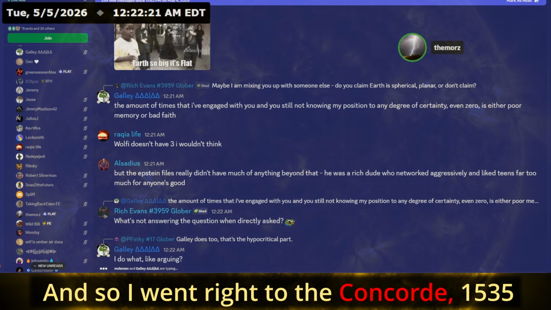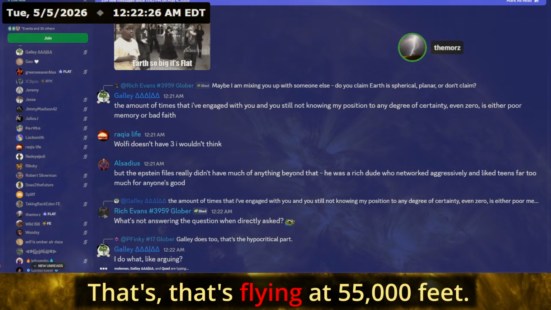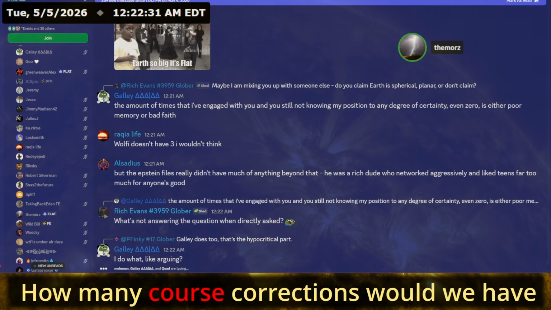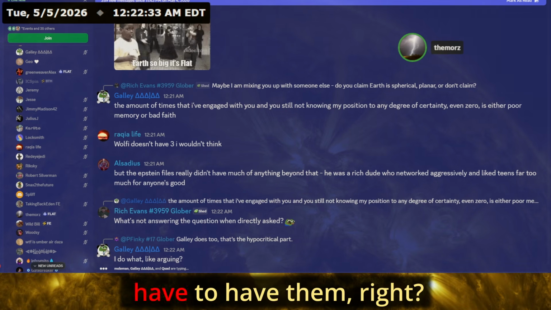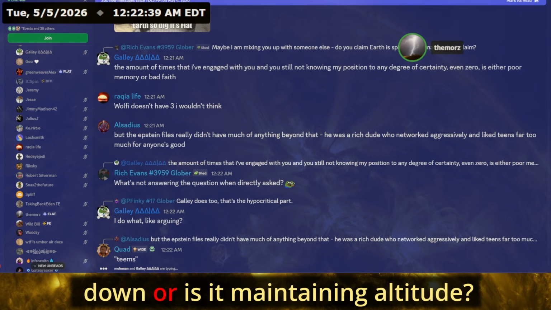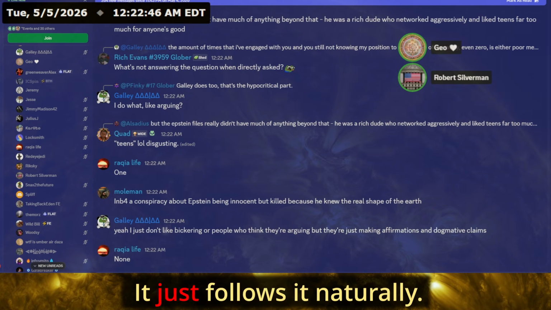And so I went right to the Concorde, 1,535 miles an hour, flying at 55,000 feet. What are the geometric implications? How many course corrections would we have to have, and how often would we have to have them? Is this plane pointing its nose down, or is it maintaining altitude? How long can it maintain altitude for? Simple question. It just follows naturally.